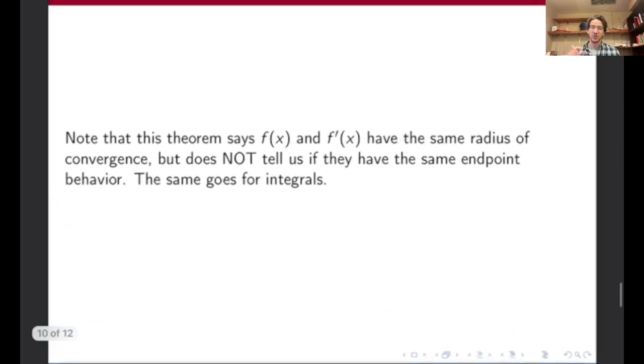So in particular, if I'm working with a geometric series, I know the endpoint behavior. I don't include either of the endpoints for a geometric series. But if I differentiate it or integrate it for whatever reason, then I need to check the endpoints separately, because then I'm not really looking at a geometric series anymore anyway.